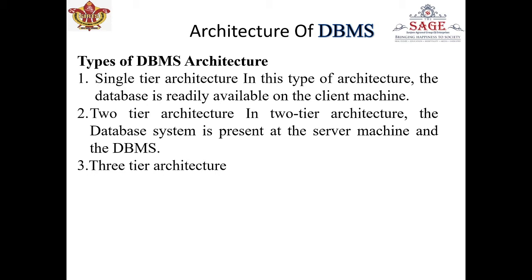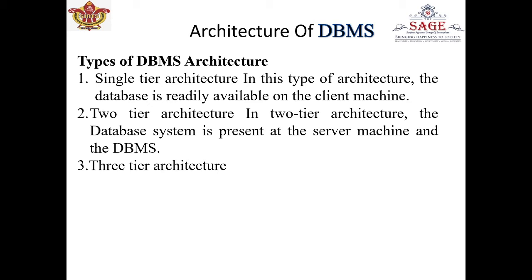So here we will understand the types of the DBMS architecture. Single tier architecture: in this type of architecture, the database is readily available on the client machine. If we talk about the two-tier architecture, the database system is present at the server machine and the DBMS.